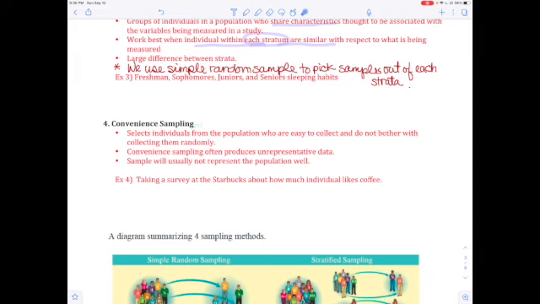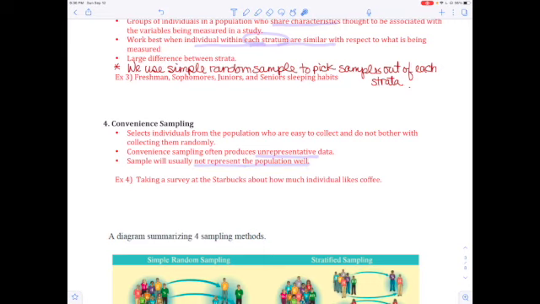Convenience sampling selects individuals from the population who are easy to collect and does not bother collecting them randomly. You just take whatever is the easiest. Convenience sampling often produces unrepresentative data. That means certain data is not going to be accounted for. The sample will usually not represent the population well.